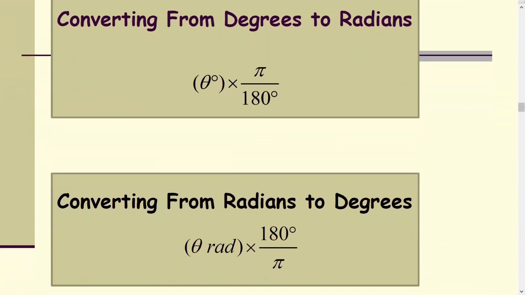If you are given the degree angle, multiply that angle by pi over 180 degrees. The unit degrees and degrees will cancel, giving you the answer as an angle in radians, or unitless. To convert from radians to degrees, given the radian angle, multiply that angle by 180 degrees divided by pi. The answer will be in the measure of degrees.